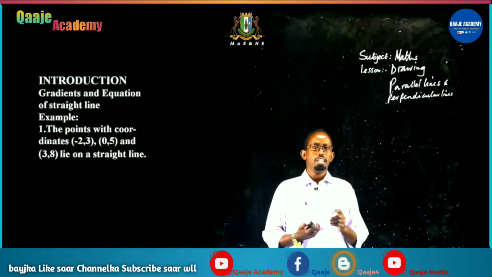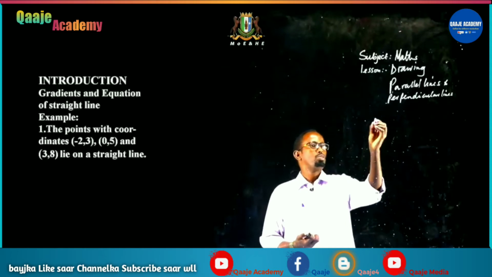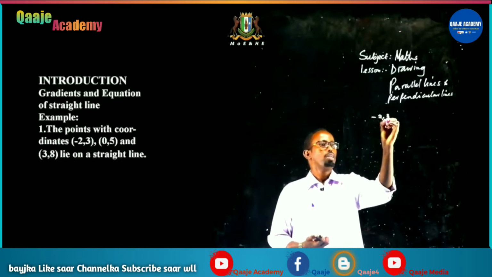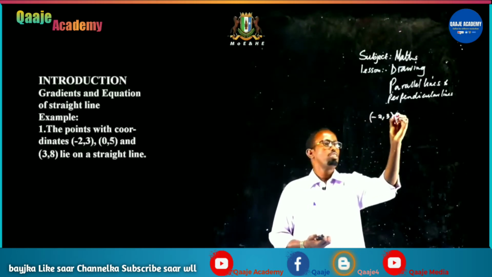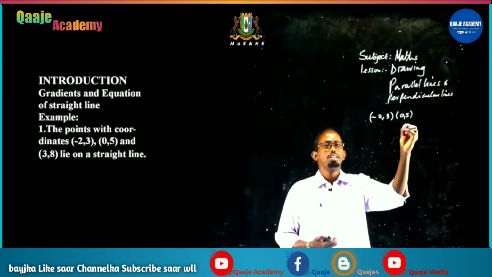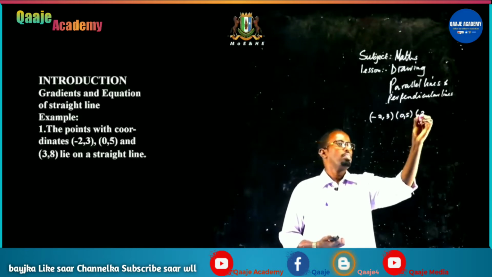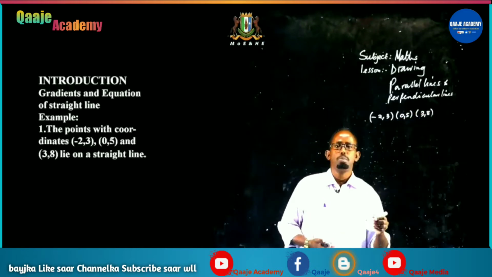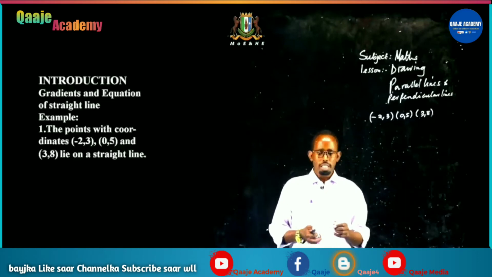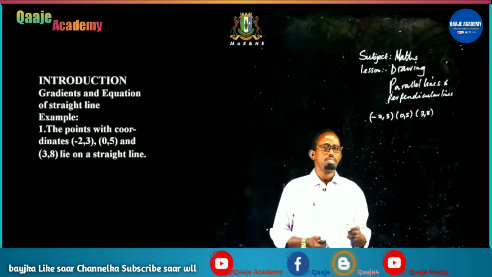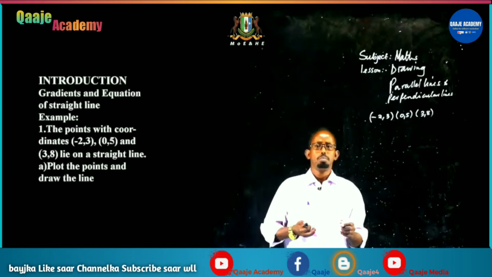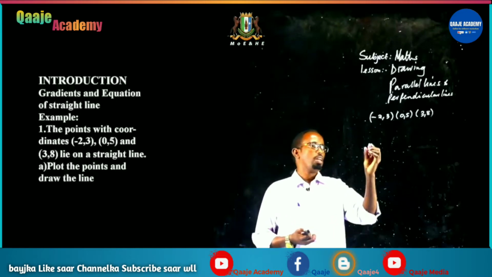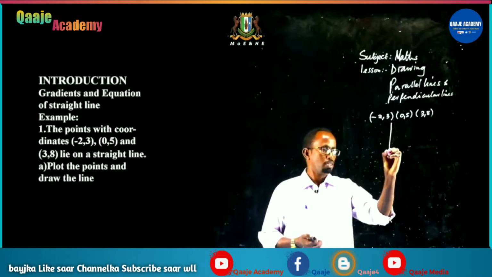Example 1, the points with the coordinates -2, 3, 0, 5, and 3, 8. We have these 3 points. They lie on a straight line. Plot the points and draw the line. So let me plot the points.